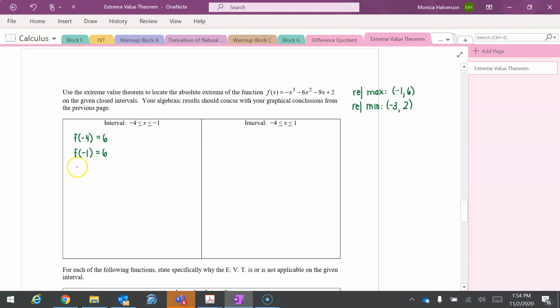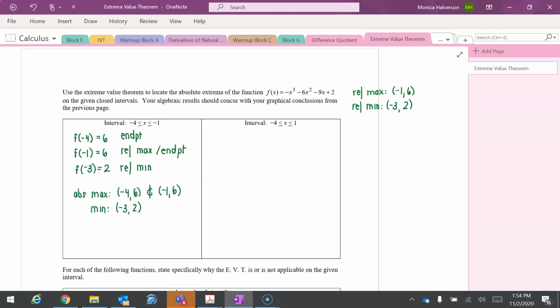And now we have to talk about our relatives. Our relative max was already included here, and our relative min, I just added. And this is an endpoint, as well as this. So what you can do now is identify that the absolute max is at negative 4, 6, and negative 1, 6. And the absolute min is at negative 3, 2.